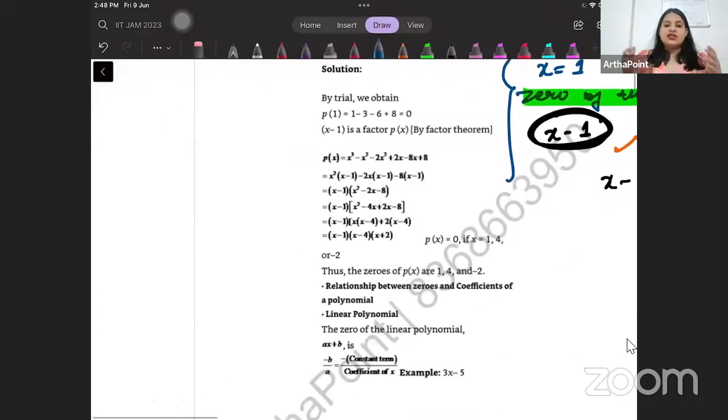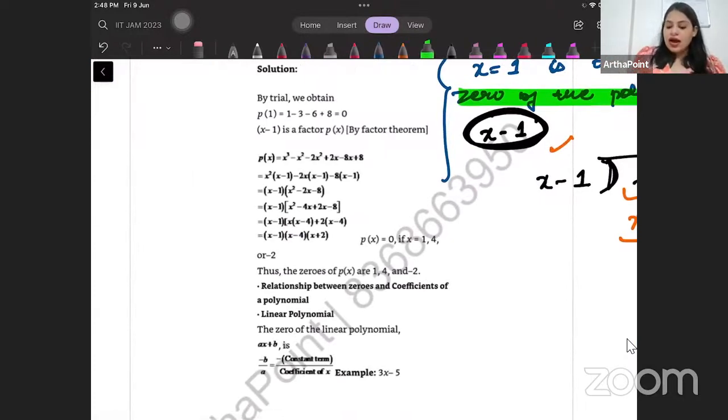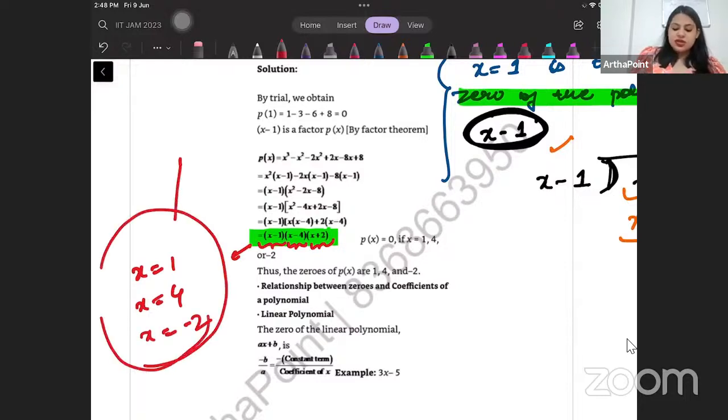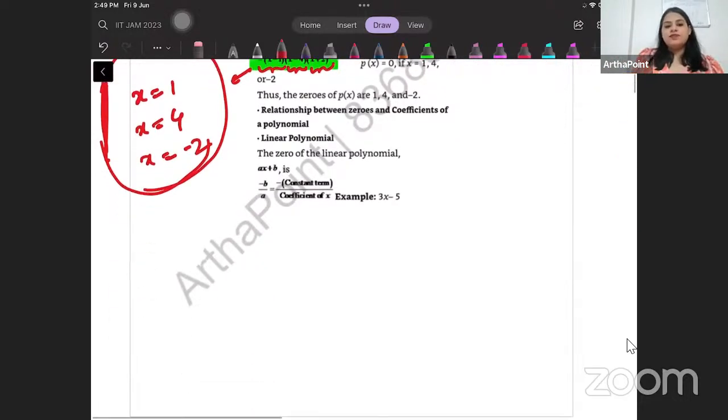So the full factors that we have found of this equation are x minus 1, x minus 4 and x plus 2. If I want to make each of them 0, if I want to make x minus 1 zero, what should be the value of x? 1. If I want to make x minus 4 zero, what should be x? 4. If I want to make x plus 2 zero, what should be x? Minus 2. So these become the zeros of the polynomial. Is this clear? Okay. So beta, this is the next thing that we have learned: zeros of the polynomial.